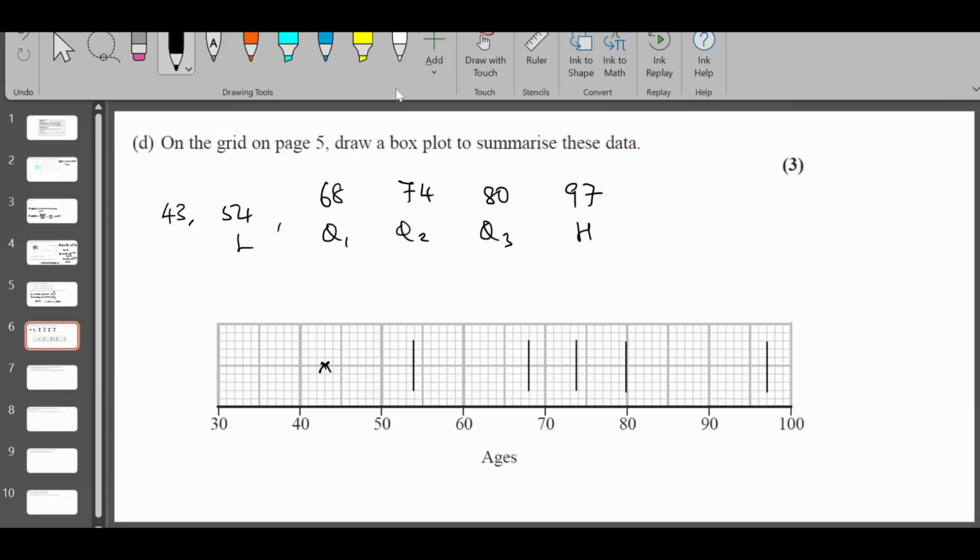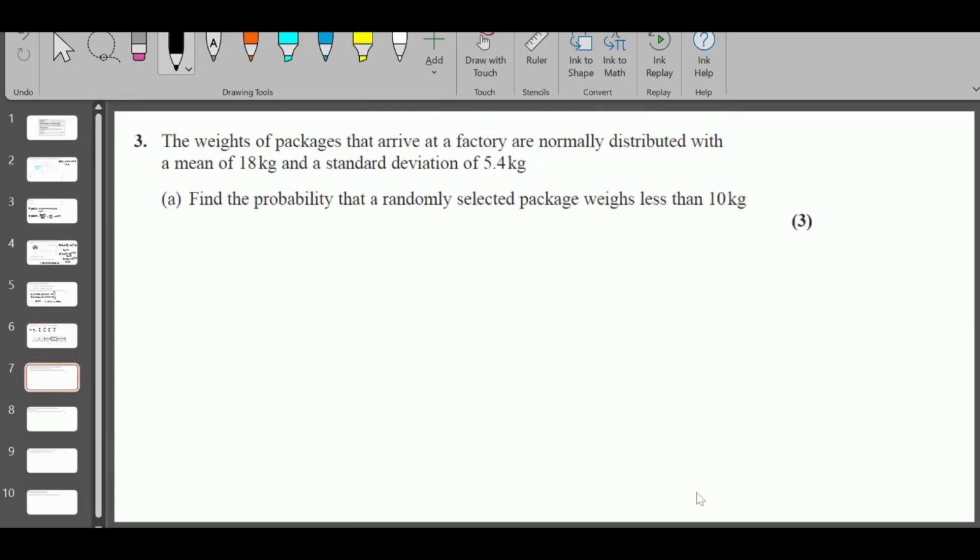So join Q1, Q2, Q3 using a box. Draw a box connecting them, and then draw two whiskers, one to the lowest value, one to the highest value. You don't need to mention the values actually. So this is the box and whisker plot. Lowest value is 54, this is 43, the outlier, 68, 74, 80, 97.